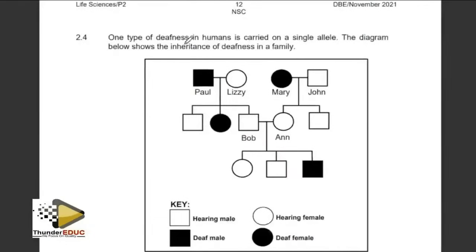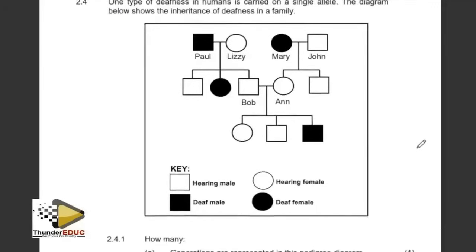One of the deafness in humans is carried on a single allele. The diagram below shows... They are not talking about sex-linked. However much they talk about Paul, and you know that Paul is a boy, Liz is a girl, Mary is a girl, John is a boy, please don't use X and Y. So if they don't mention it is sex-linked, don't use X and Y. If they mention sex-linked, then you talk about X and Y.